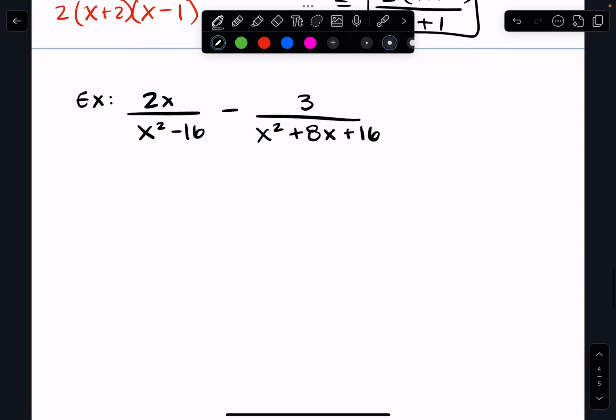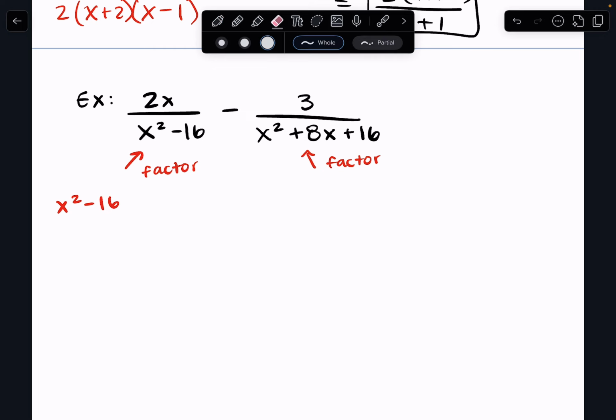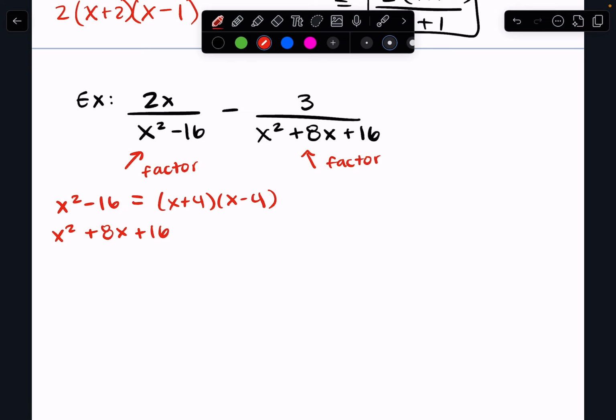So look at what we have on the bottom. Again, before you try to find your LCD, we're going to have to factor these. To the side, I'll go ahead and factor these for you real quick. So x squared minus 16 gives you x plus 4, x minus 4. And then for this one, x squared plus 8x plus 16, if I factored that, what is that going to be? x plus 4, x plus 4.